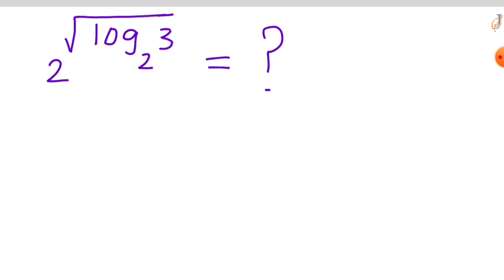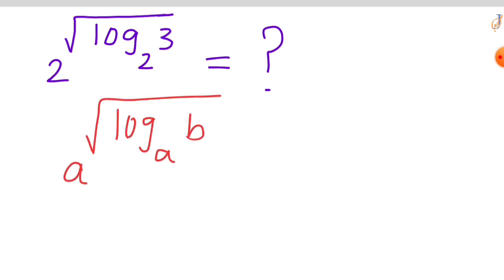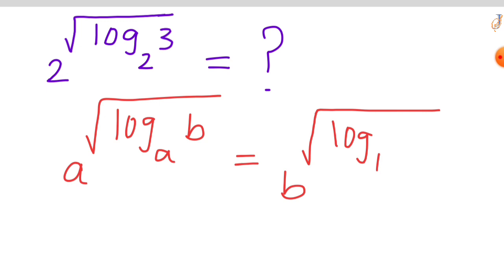Before we solve this, let's uncover one of the logarithm properties, that is a raised to the power of the square root of log base a of b is equal to b raised to the power of the square root of log base b of a. We will reveal the proof behind a crucial property. Then, with this newfound knowledge, we will elegantly solve the question.